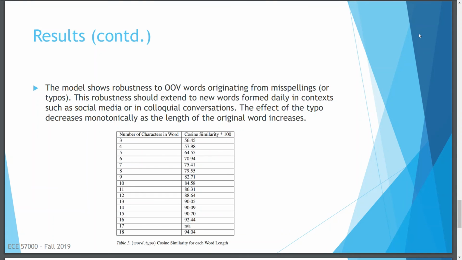My last test shows that my model is robust to misspellings. Misspellings are one of the greatest sources of out of vocabulary words. And as you can see, the cosine similarity between the misspelled version of a word and the original version of the word is fairly large, and it only tends to increase as the number of characters increases.